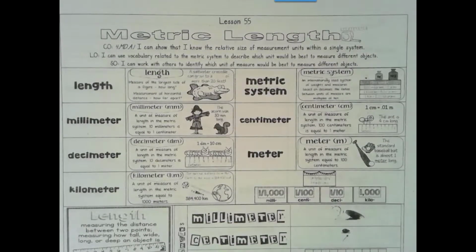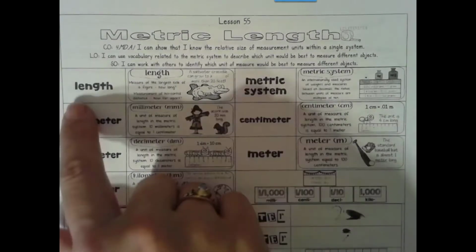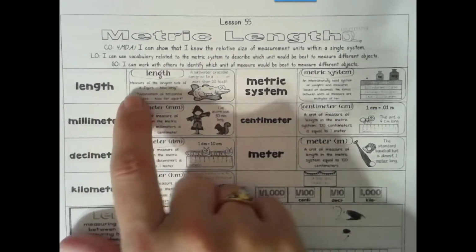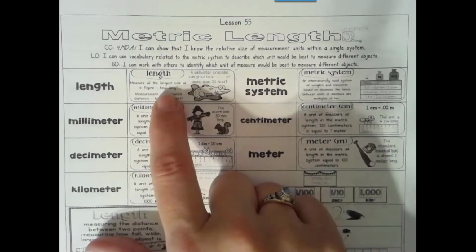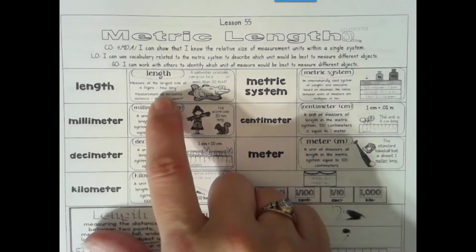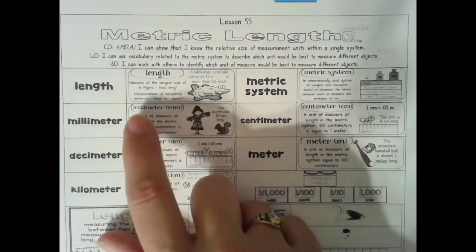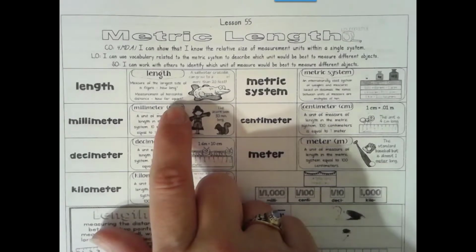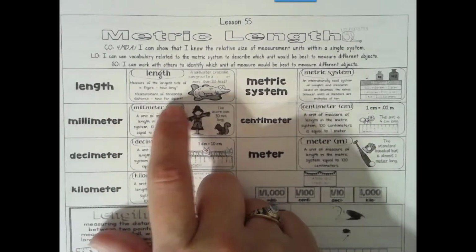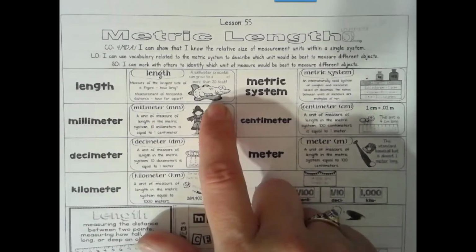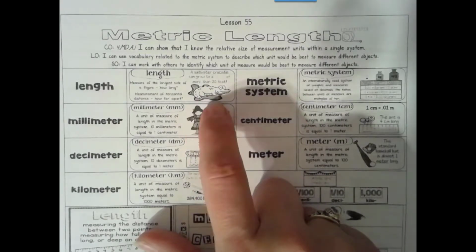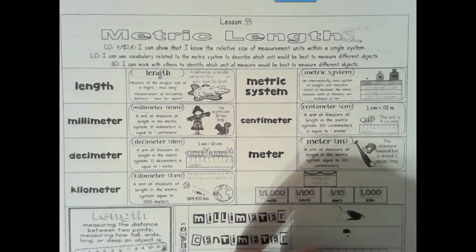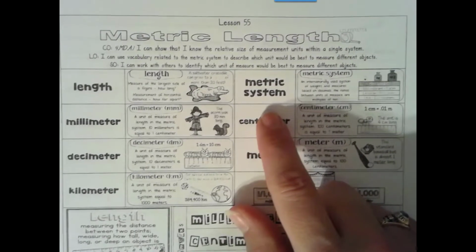Okay, so we have a few words here that we're looking at. Length. That is a measure of the largest side of a figure. Another question is how long. Measurement of horizontal distance, how far apart. So we're looking at, for length, how long or how far apart. Here, a saltwater crocodile can grow to a length of more than 20 feet. So that longest side.